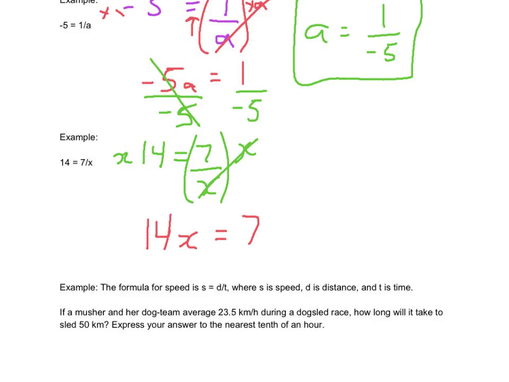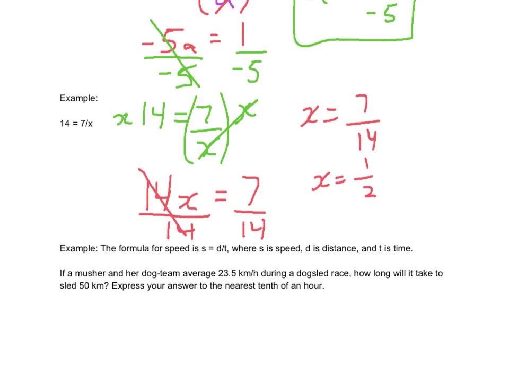Now we've got what we had before. We recognize that x is being multiplied by 14, so we divide by 14 to get rid of that. Cross that out. We had to do that to the other side as well. We have x is equal to 7 over 14, which simplifies nicely to 1/2. Okay?